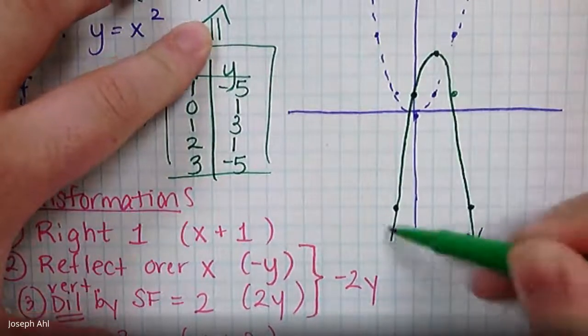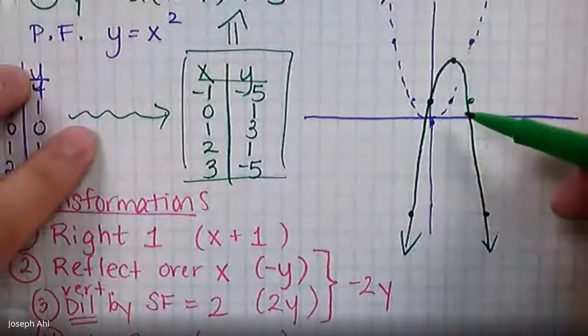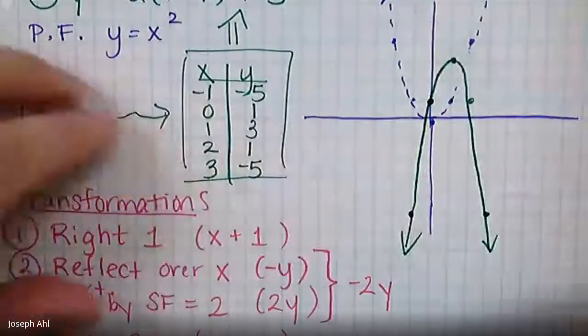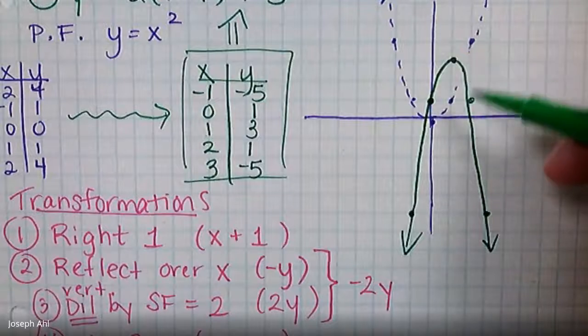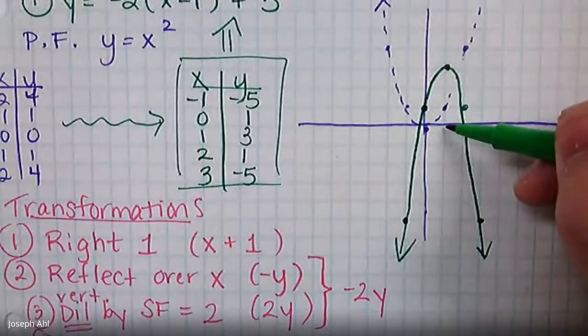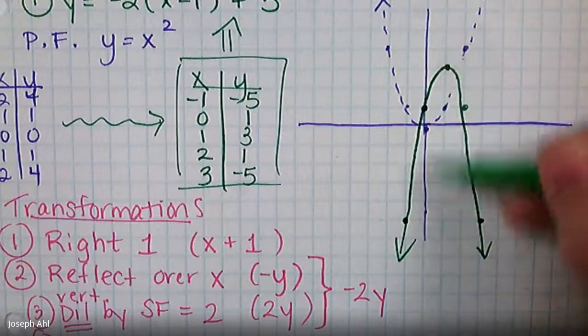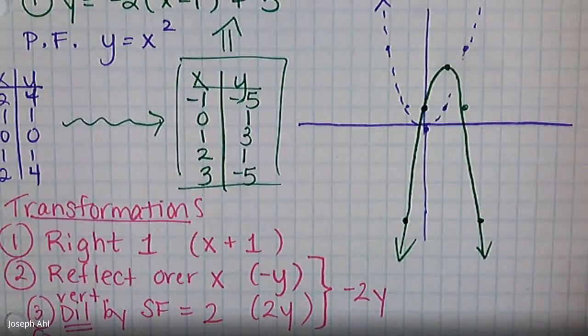In the end, it should look like your graph got moved to the right 1 unit. It flipped over the x-axis. It got stretched, and then it got moved up 3. And you can kind of picture each of those things happening. Right 1, flip it, stretch it, move it up. And there's my final graph there.